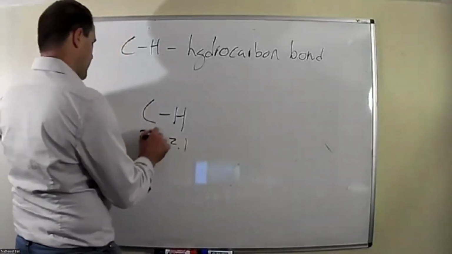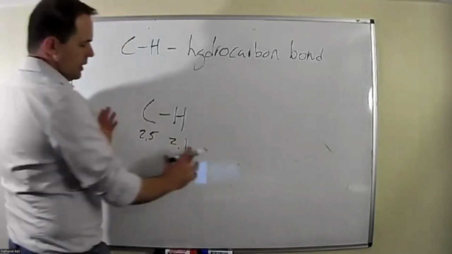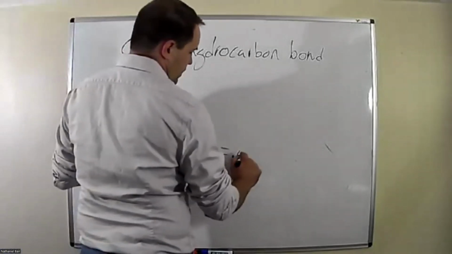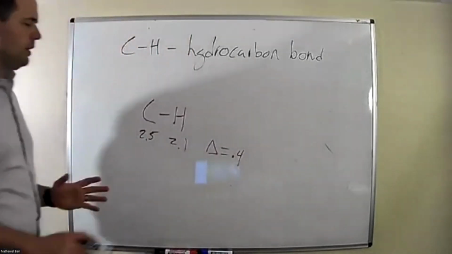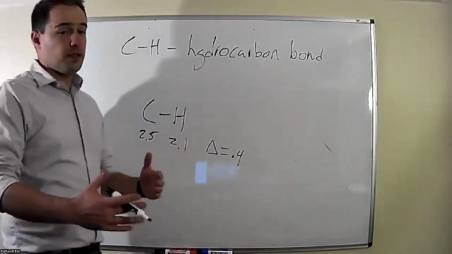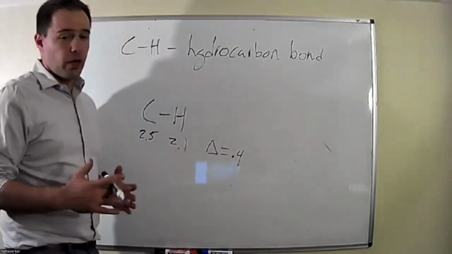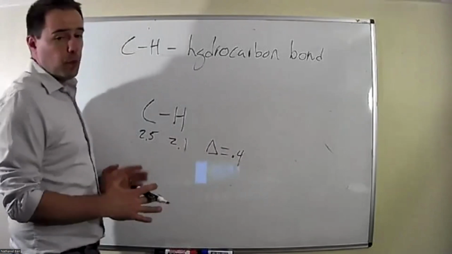2.1, 2.5. Now that is a difference. The difference between those is 0.4. That's less than 0.5. 0.5 is our cutoff for polar. So this is a nonpolar bond.